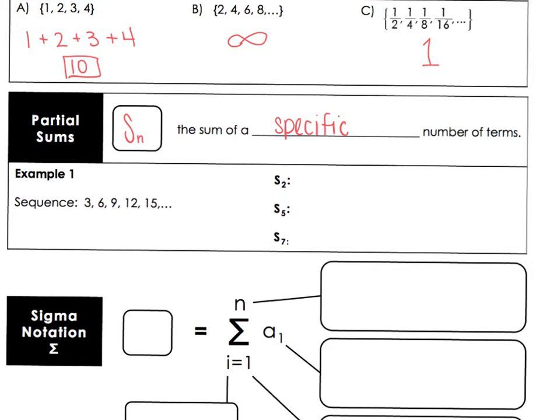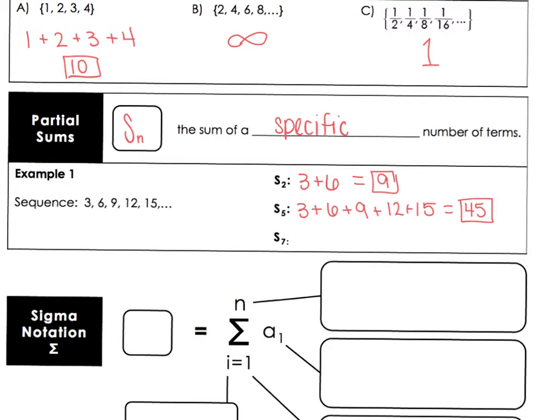So let's do this example. The first 2 terms are 3 and 6. We add them, we get 9. That's our answer. The next part of this example is asking us for S sub 5. So we're going to take the first 5 terms of our sequence. So we have 3 plus 6 plus 9 plus 12 plus 15. We add them up and we get 45.